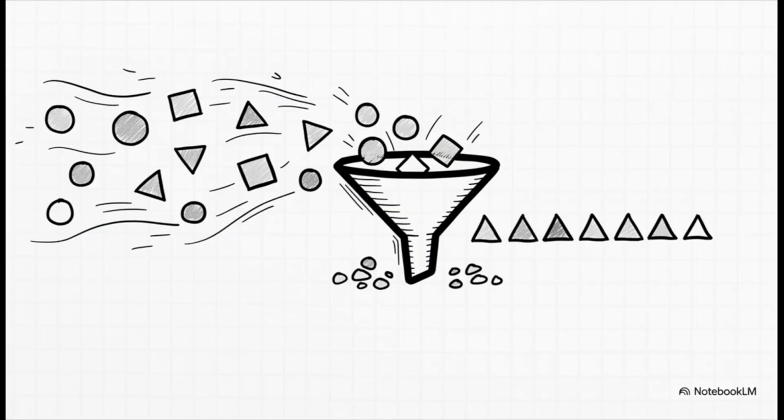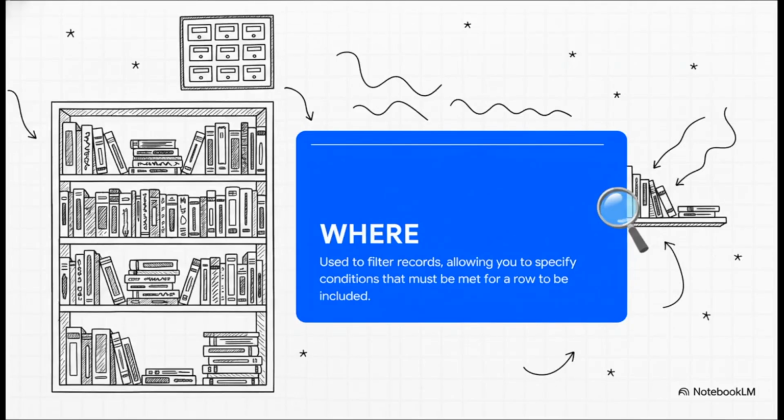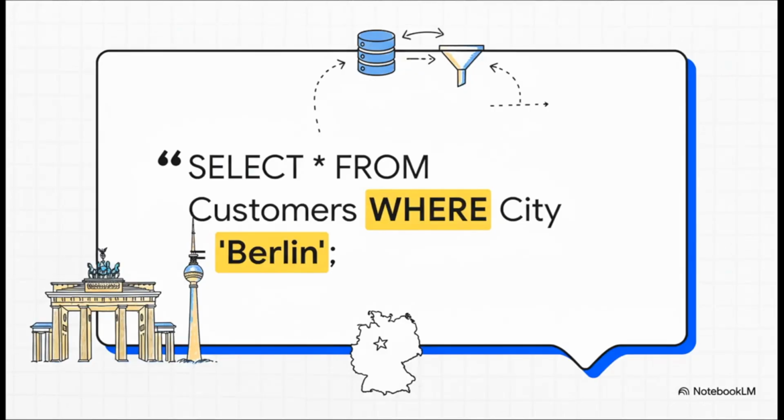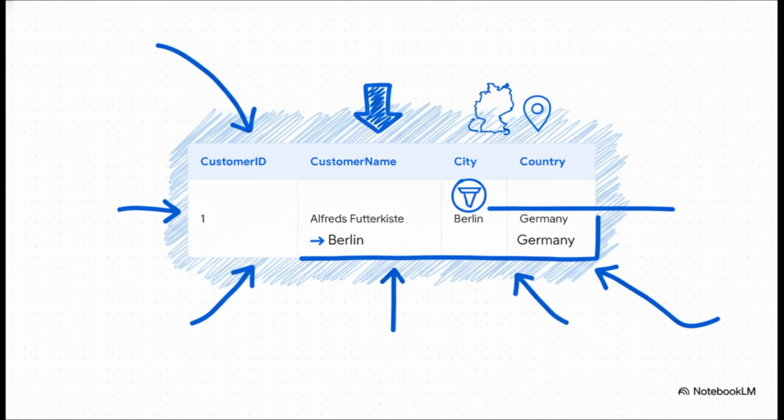Okay, but you probably don't want all the data, right? You need to narrow it down. That's what the where clause is for. It's your best friend for filtering your data. This is asking for everything, but only for customers where the city is Berlin. And there's your result, a filtered list showing only your customers from Berlin.